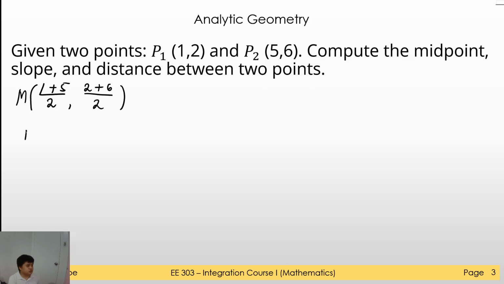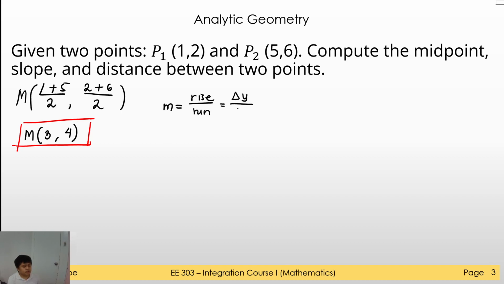Simplifying this, we do 6 over 2, so the midpoint x is 3. And we have 2 plus 6, which is 8, so we have 4. So the midpoint will be 3, 4 between these two points. And then to find the slope, how do we find the slope? The slope m is equal to the rise over run, or in other words, delta y over delta x. So we have the change in y, 6 minus 2, all over 5 minus 1. So the slope here will be 4 over 4, or just 1.